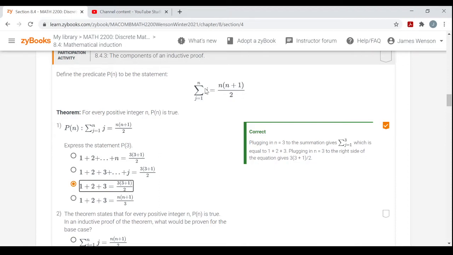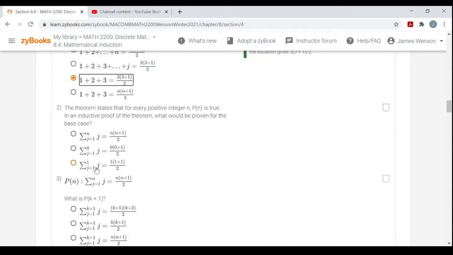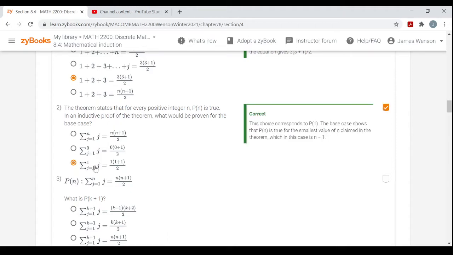So the base case, when n equals 1, this left side is just the sum from j equals 1 to 1 of j, so just the number 1, equals 1 times 1 plus 1 over 2. So that's this here, right? From j equals 1 to 1, which would just be the number 1, equals 1 times 1. So when n equals 1, that's your base case.